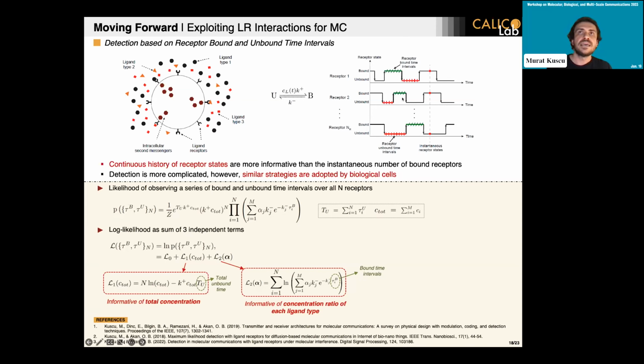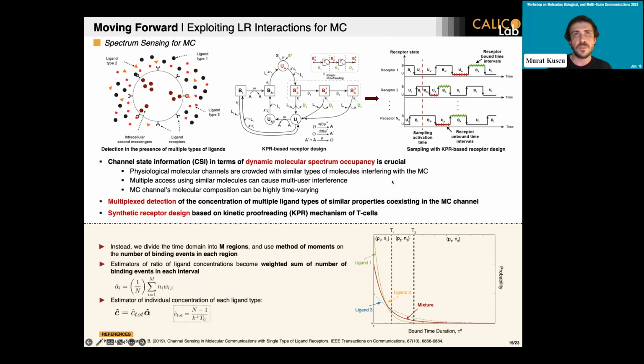And we show that the bound and unbound time durations of these receptors actually provide much richer information compared to the instantaneous number of receptors or bound receptors, let's say. For example, the bound time durations are informative of the concentration ratio of different types of ligands coexisting in the channel, and the unbound time durations inform about the total ligand concentration. And by combining these two statistics, we develop a channel sensing method, which can sense the concentration of different types of molecules at the same time.